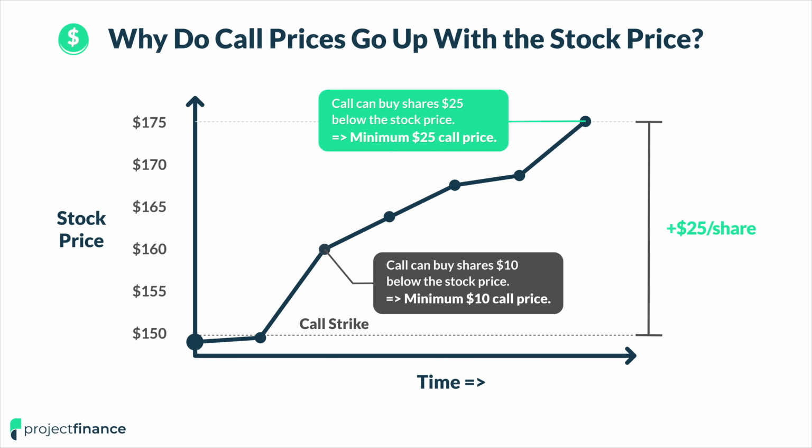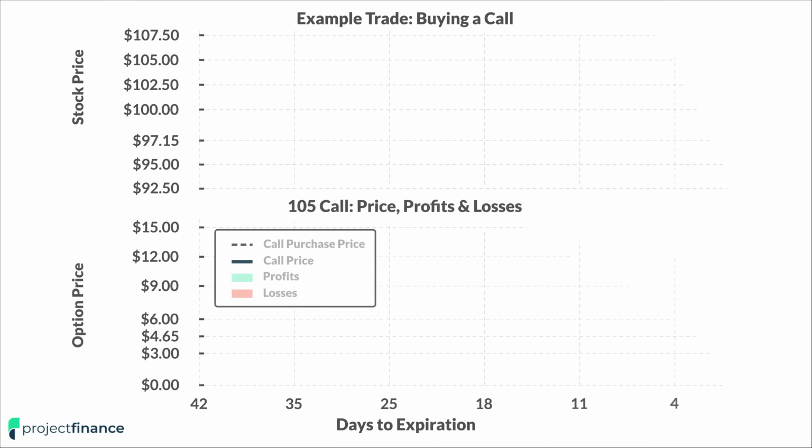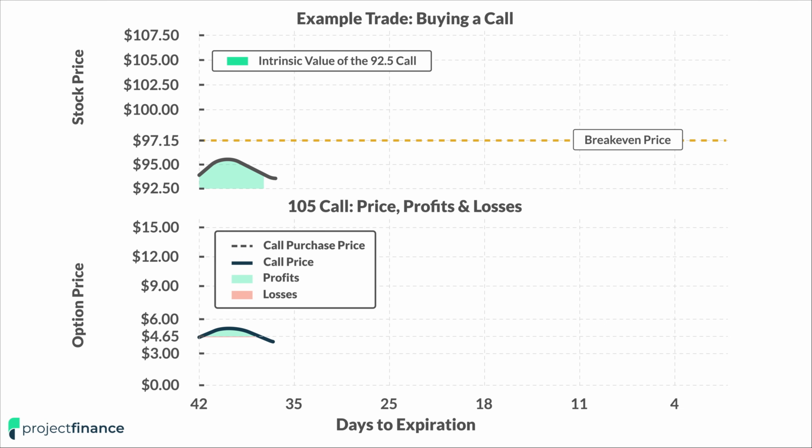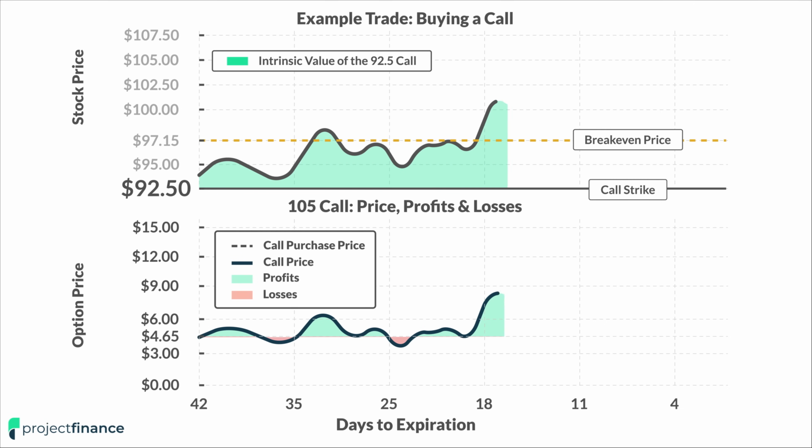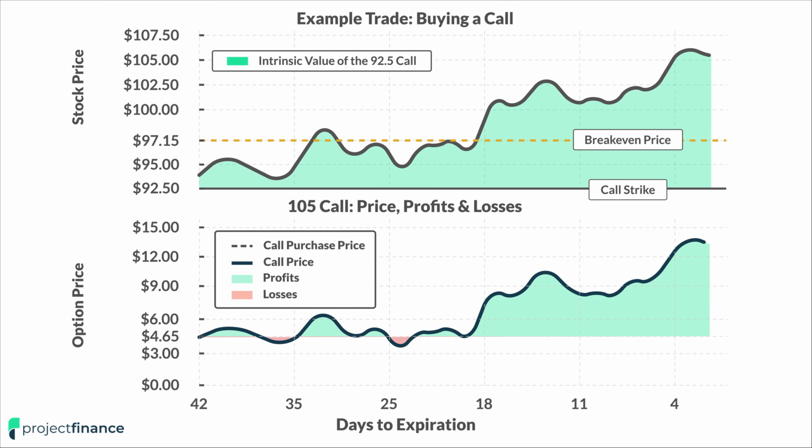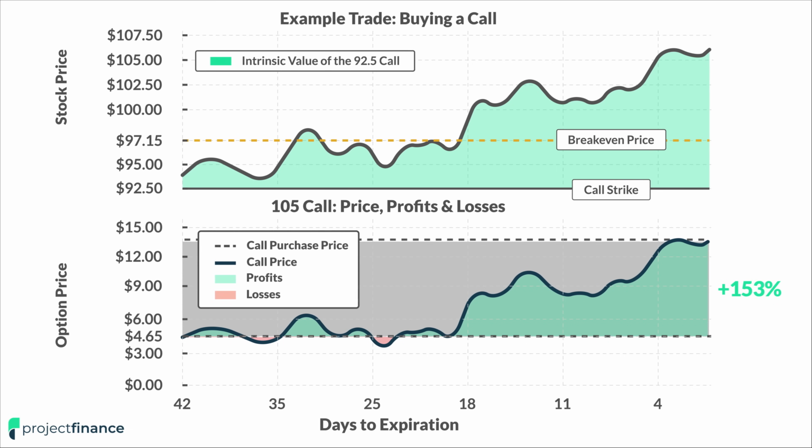So traders make money by purchasing call options, hopefully seeing the stock price increase way above that call's strike price, and then the call trader can simply sell their call position for a higher price. So take a look at this historical call option trade. The stock price was $94, and we're looking at the 92.5 call that had 42 days to expiration at the time of entry. The initial purchase price of the option was $4.65. As the stock price went up, so did the value of the call. At expiration, the call was worth approximately $13.50, which is 190% more than the purchase price of $4.65.